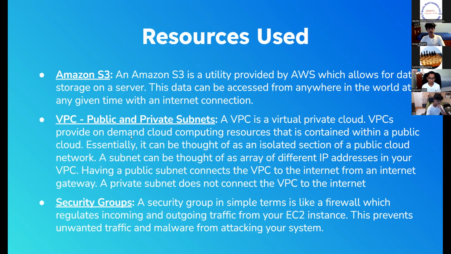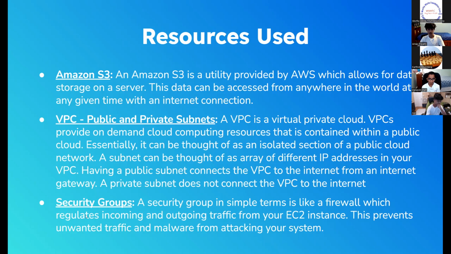And a subnet is basically an array of IP addresses in your VPC. Having a public subnet connects your VPC to the internet from an internet gateway, and a private subnet prevents that. There are different uses where you'd want a public subnet and a private subnet. Usually websites will have a public subnet so that users are actually able to go on your website, unless you only want it for you. We'll be using a public subnet.